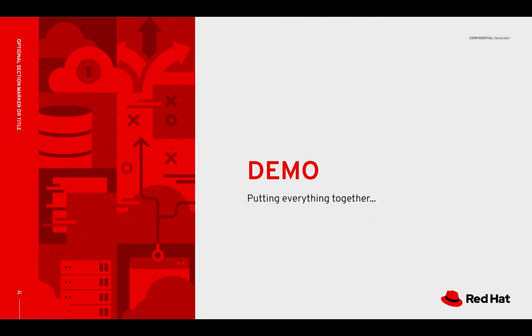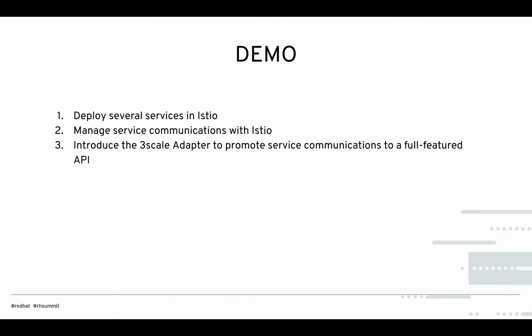Enough talk, let's do some demo. So in this demo, we will deploy several services in Istio, manage service communications, and introduce a Freescale adapter to promote service communications to full-featured API. Let's start the demo by discovering the sample application.